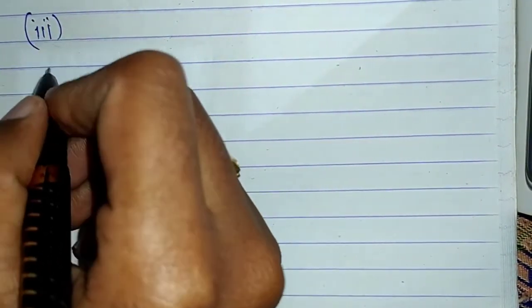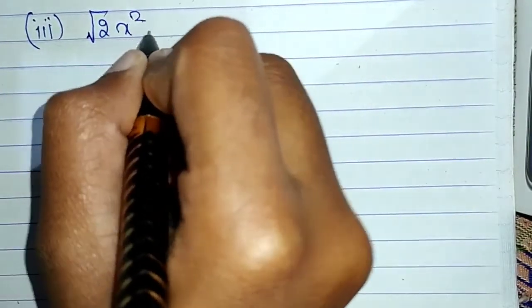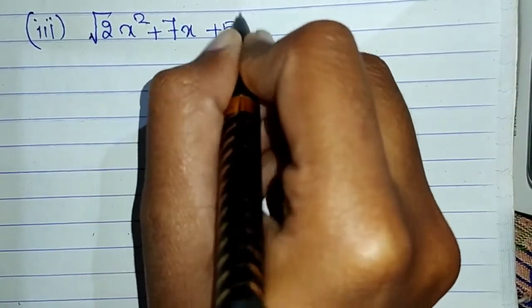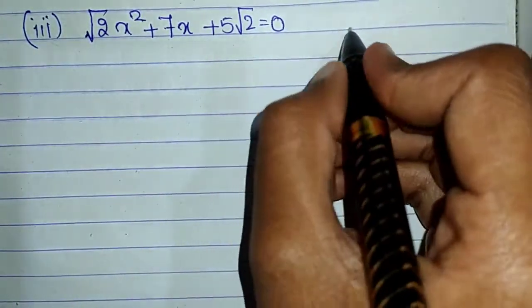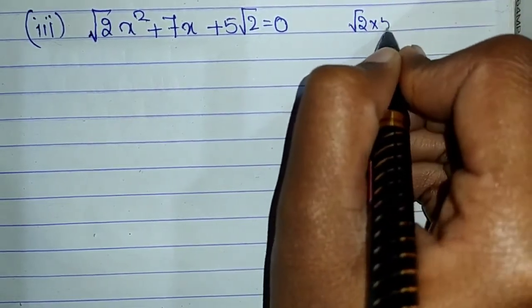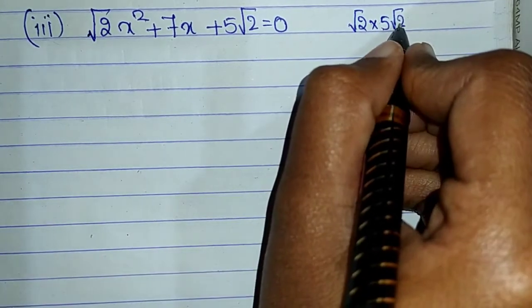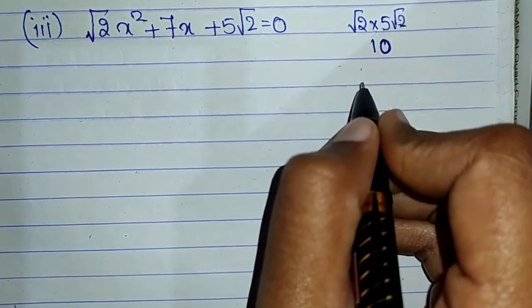Now moving ahead to the third sub question. The equation is root 2x square plus 7x plus 5 root 2 is equal to 0. Just as we did before, multiplying the coefficients a and c, root 2 into 5 root 2. 5 as it is, root 2 into root 2, 2. So 5 2s are 10. This is the required number.